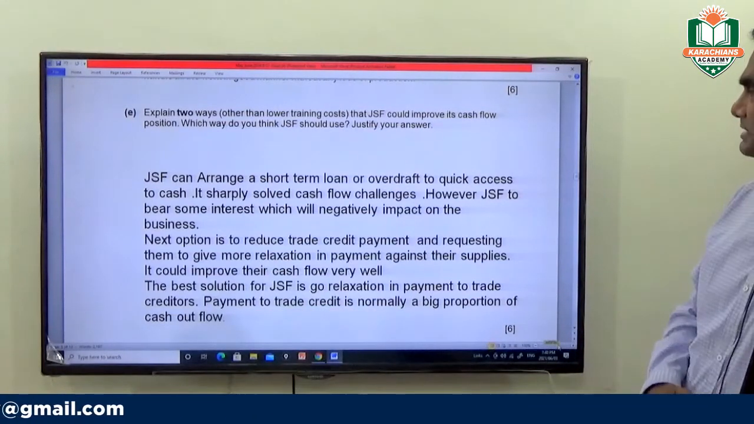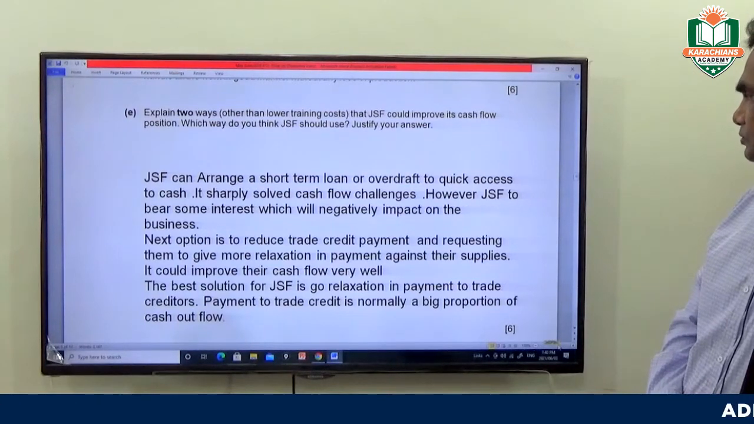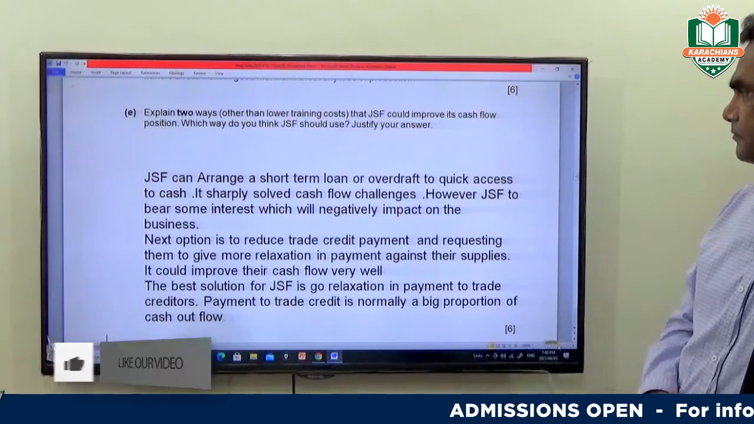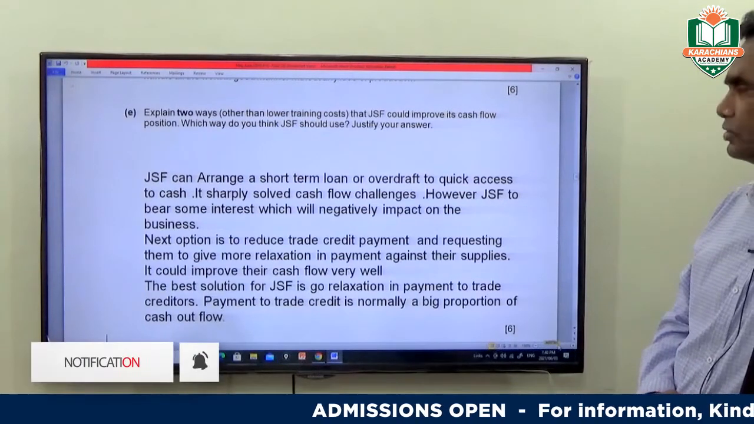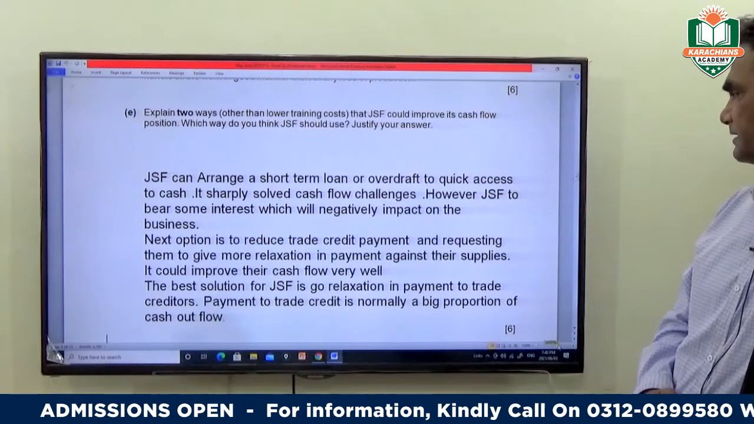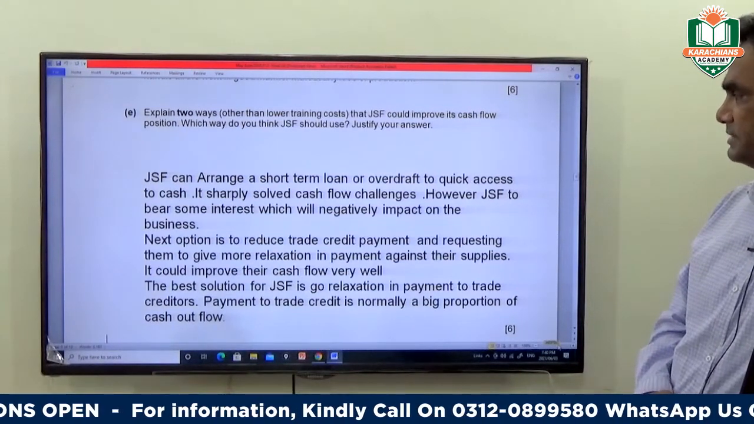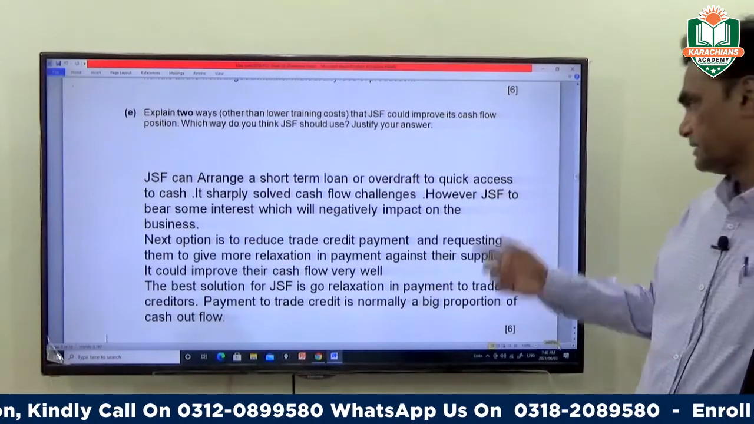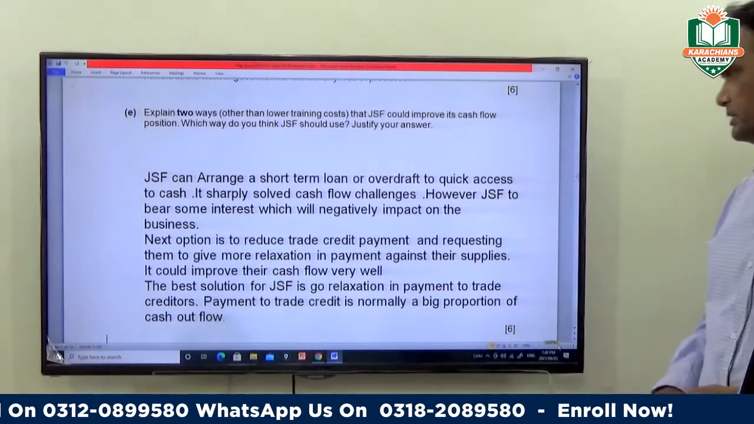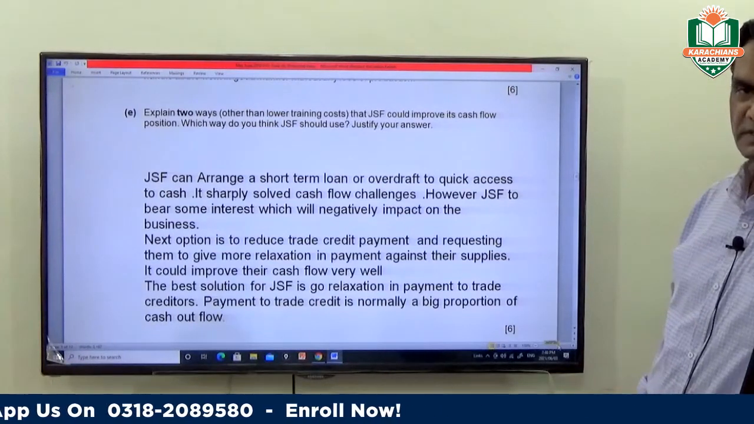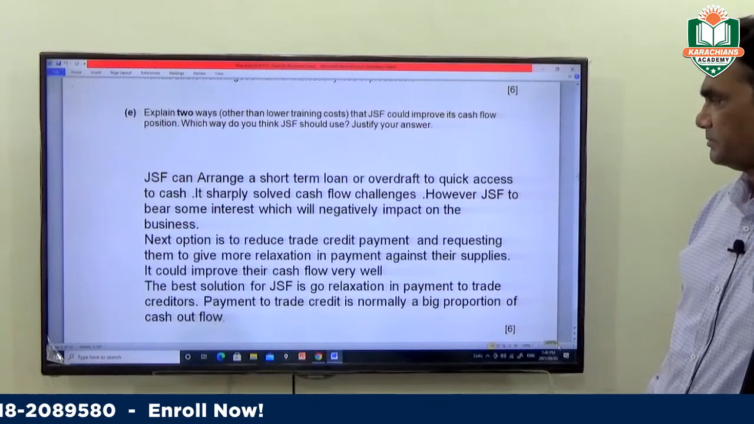Answer is, JSF can arrange a short-term loan or overdraft for quick access to cash. If JSF can arrange a short-term loan or overdraft, it sharply solves cash flow challenges. However, JSF has to bear some interest, which will negatively impact the business.